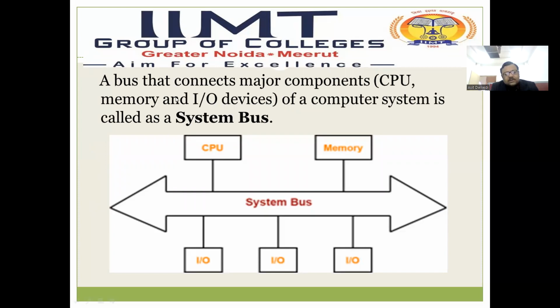A bus that connects the major components, CPU, memory, and I/O devices of a computer system is called a system bus. And this is the diagram of the system bus. See here, the CPU is connected to the system bus, memory is connected to the system bus, and these input/output devices are connected to the system bus.